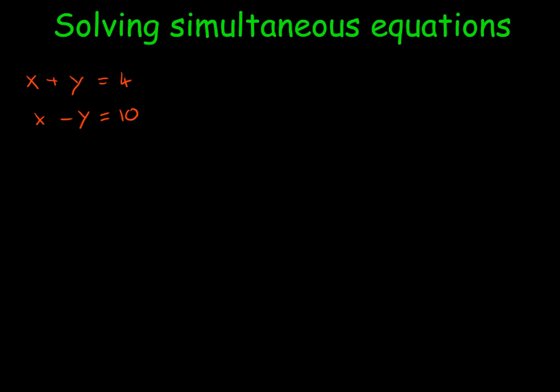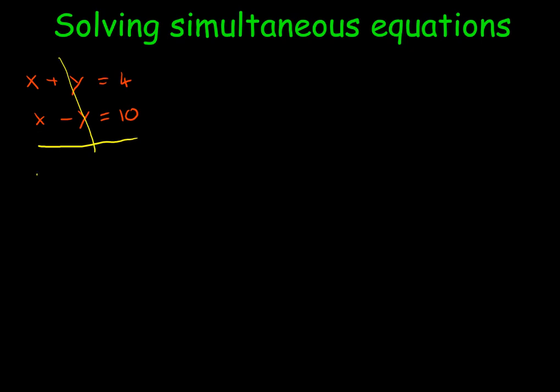When you're solving simultaneous equations, you will have two equations with two different unknowns. What you want to do here is cancel one of the unknowns, and that might require multiplying one of the equations or both of the equations, or in this case, neither. So what happens when you add these two equations together? Plus y minus y cancels.